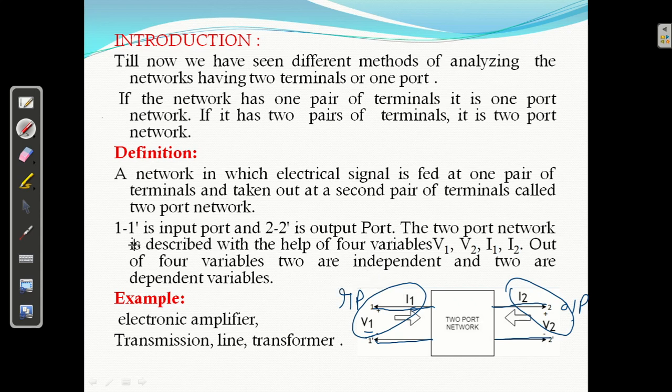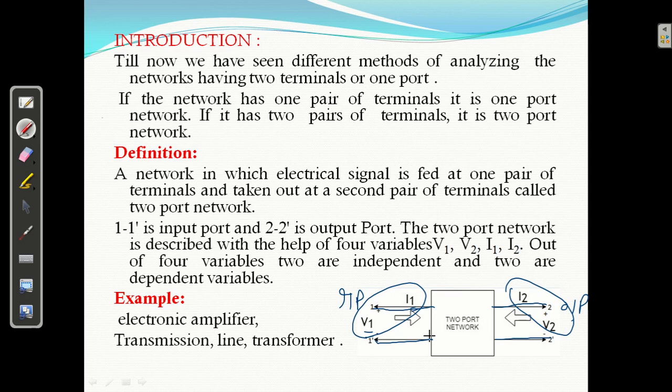So, and we have two pairs of terminals, 1 1 dash, 2 2 dash, clear? The port 1 1 dash is known as input port, and 2 2 dash is known as the output port. So this is called as two port network. We will discuss numerical theory based on that.